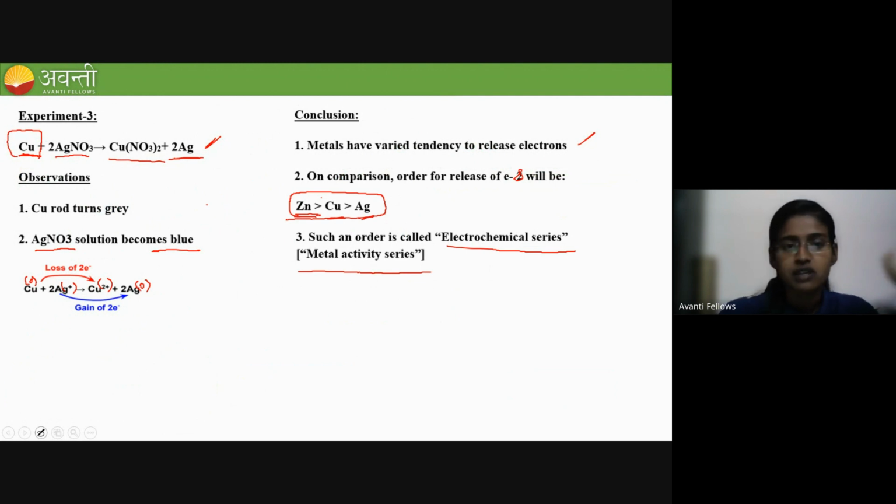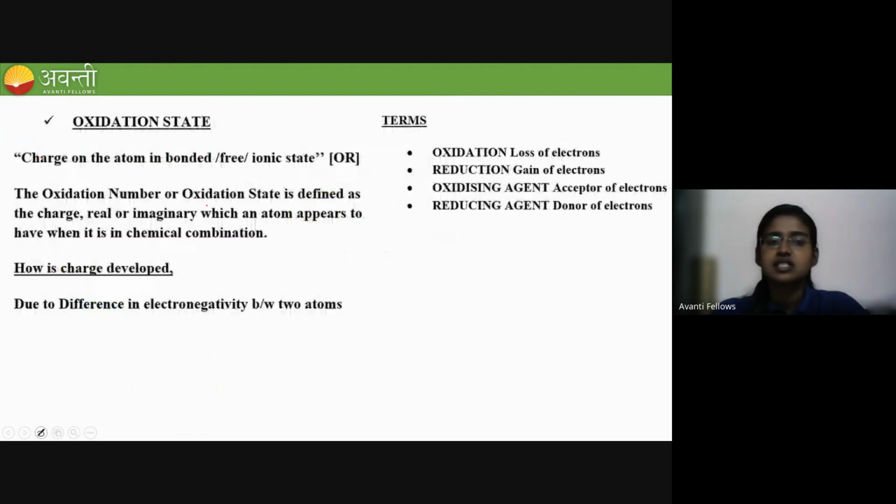Shall we move on to the fourth topic of this lesson? Do any of you have any doubt from the classical concept, the electron transfer concept, and the competitive electron transfer? No doubt. Okay, so the next concept is oxidation state.